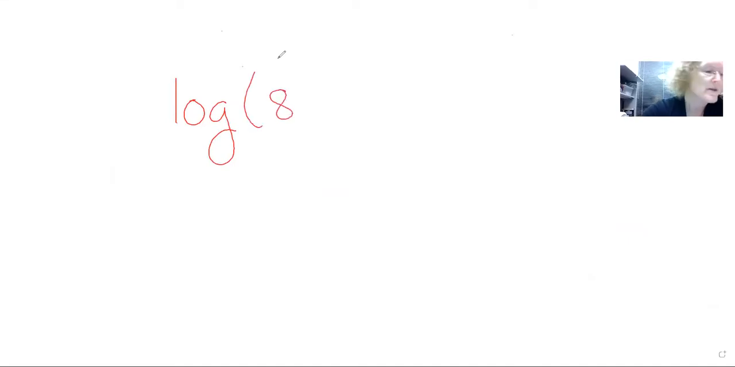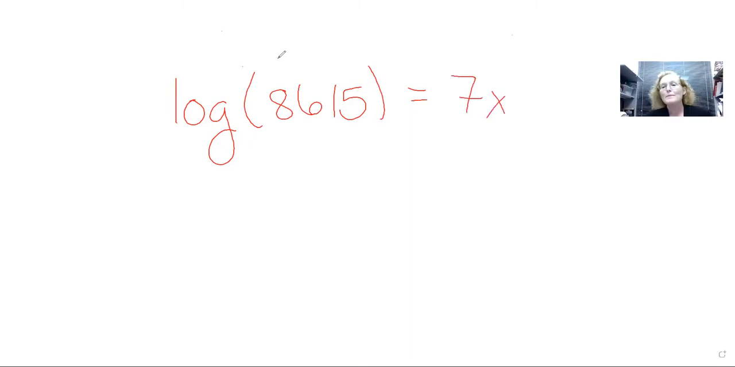The log of 8,615 is equal to 7x. What happens here is people try to treat this like the other problems, but this is kind of an anomaly. It's a little bit different. I want you to realize what you did on all the other problems was to solve for x. Well, if you'll notice, your x, guys, is right here.